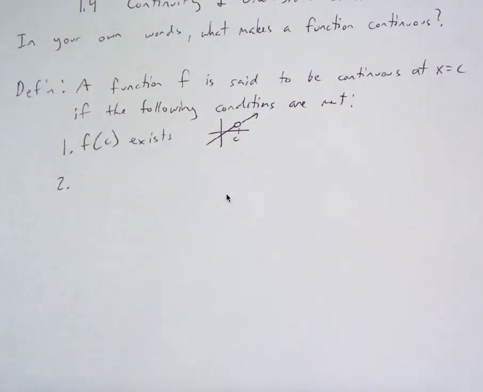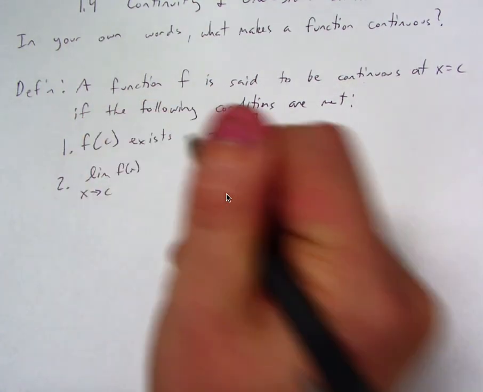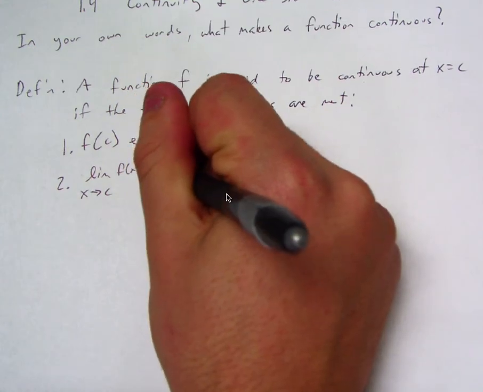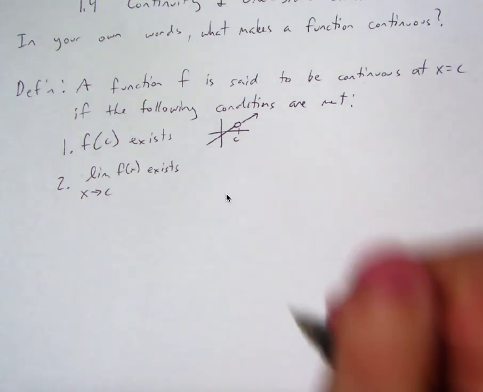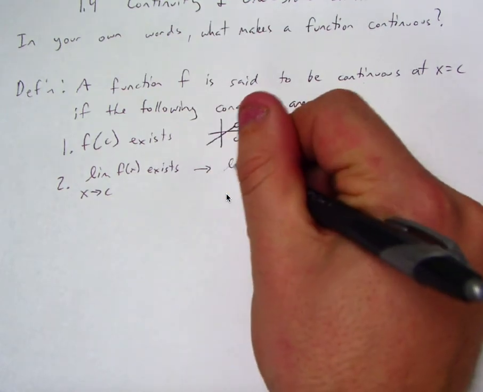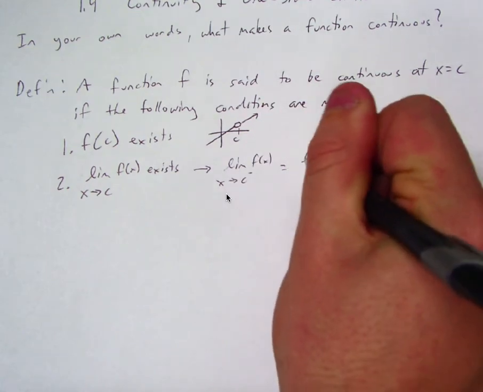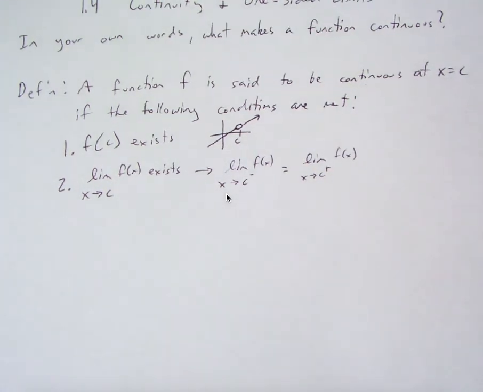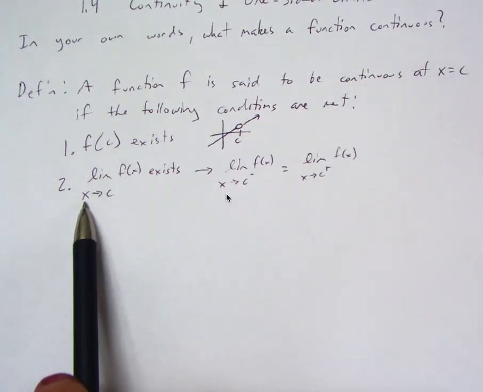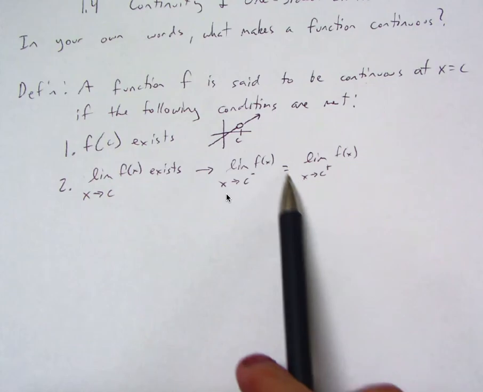Second thing, the limit of the function as x approaches c must exist. And remember what that means. In order for a limit to exist, the limit from both sides must be equal. So in order for a limit of a function as x approaches c to exist, the limit of the function as you approach c from the left and the right have to be equal to each other.